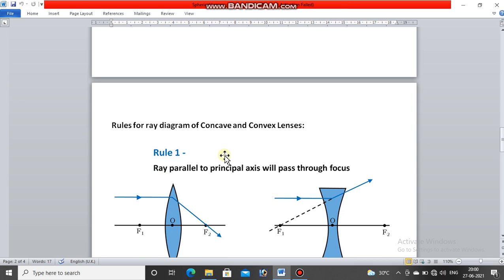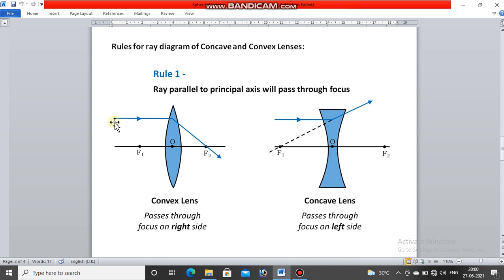So the first rule says that if a ray goes parallel to the principal axis, it will pass through the focus. If a light ray moves parallel to the principal axis, in the case of a mirror, reflection had taken place, but here refraction will take place because it is a transparent object. In mirrors it was not a transparent object, so the light ray reflected back, but here refraction will take place. So if a light ray moves parallel to the principal axis, after refraction it will pass through the focus.